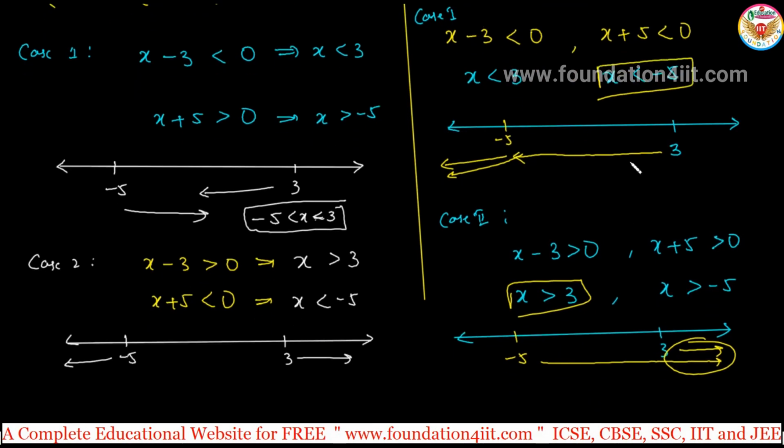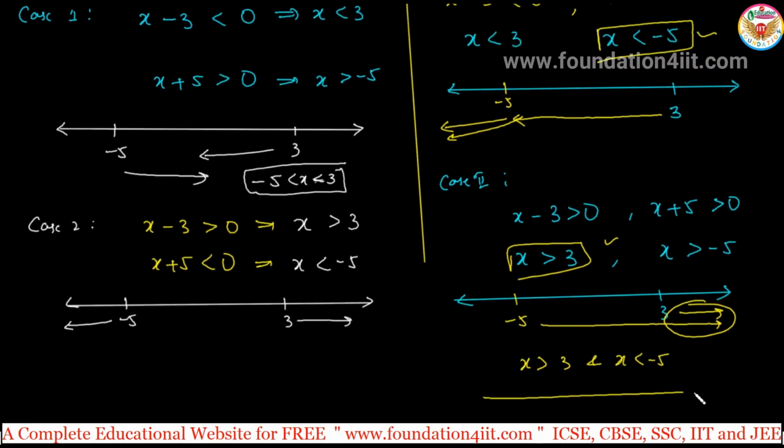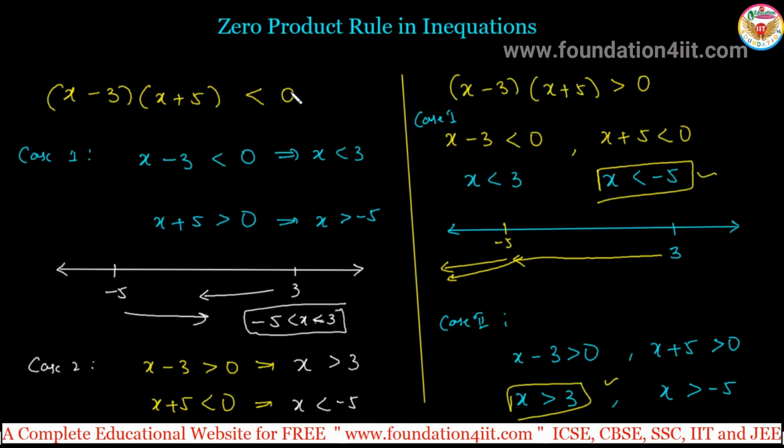So these two together are the solutions. The solution set for this is x greater than 3 and x less than minus 5. We can represent it: from 3 to the right side all the values, from minus 5 to the left side all the values. In this way just represent. The main thing I want to explain here: when the product is less than 0, there are two cases, one positive and one negative, or first negative and second positive. If the product is greater than 0, both are positive or both are negative.